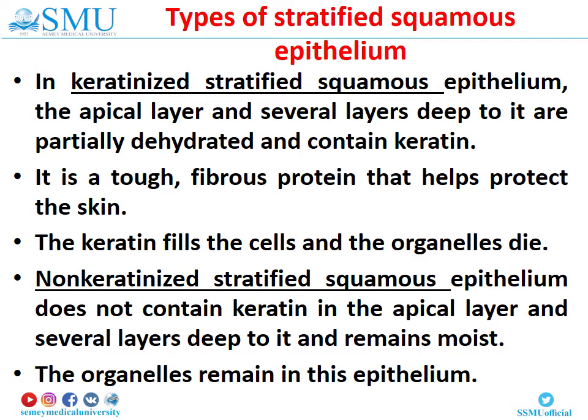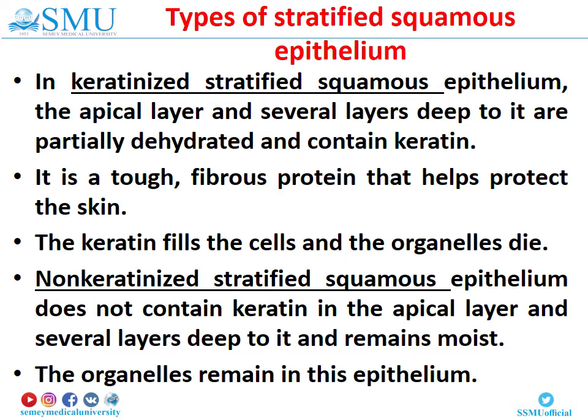Types of stratified epithelium. Stratified squamous epithelium can be 2 types: keratinized and non-keratinized. In keratinized stratified squamous epithelium, the apical layer and several layers deep to it are partially dehydrated and contain keratin. It is a tough, fibrous protein that helps protect the skin. The keratin fills the cells and the organelles die.